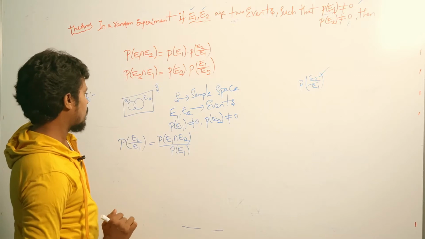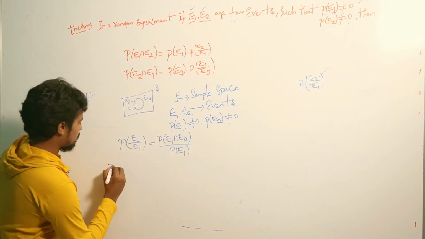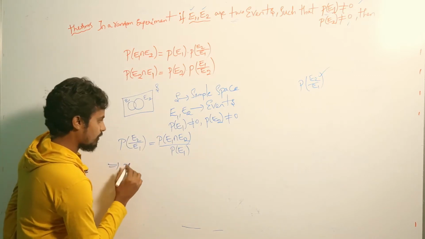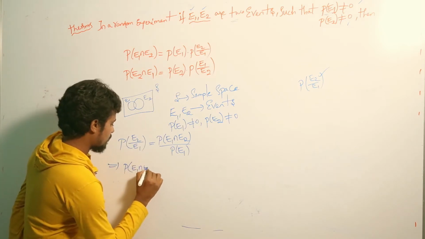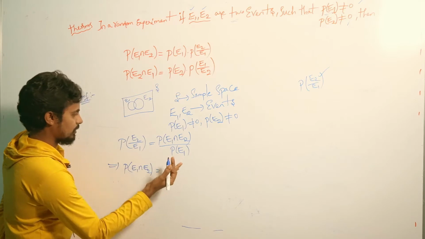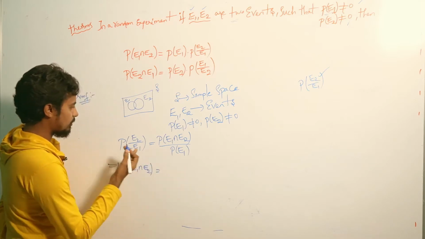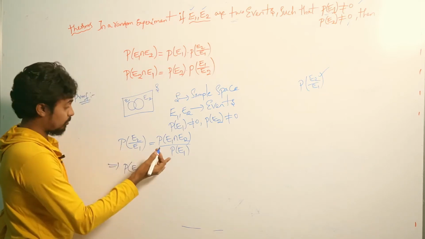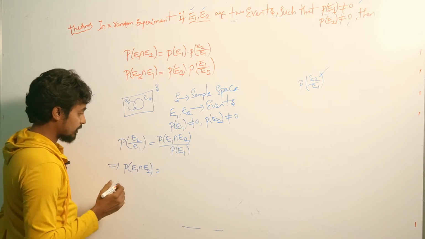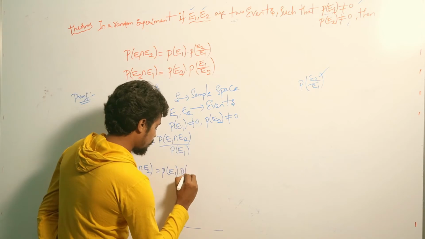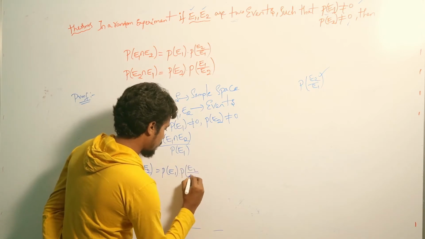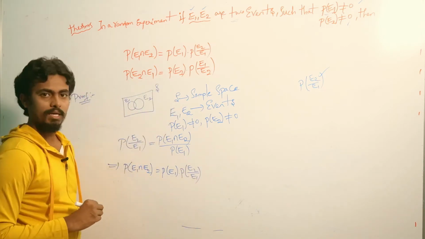What will happen if you take P of E1 intersection E2? Here the division, if you move it across, will become multiplication. This will become P of E1 dot P of E2 given E1.